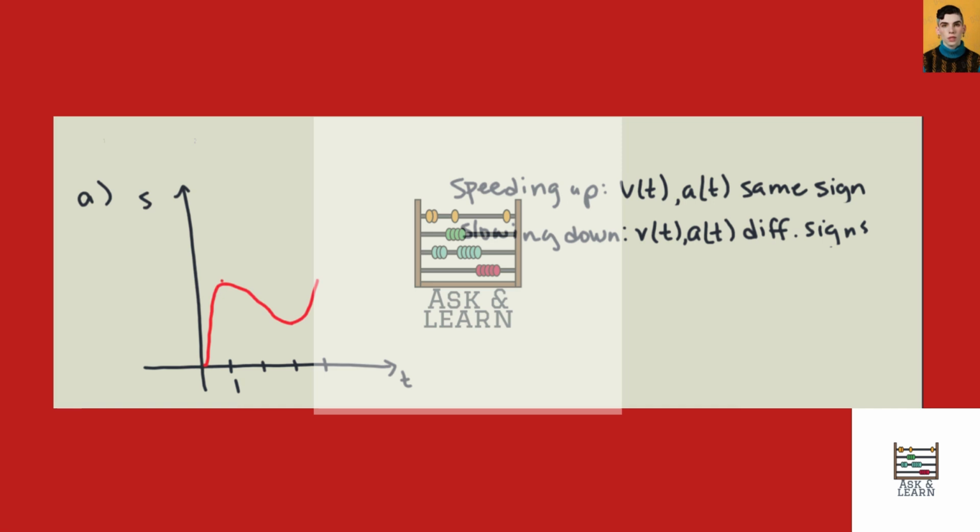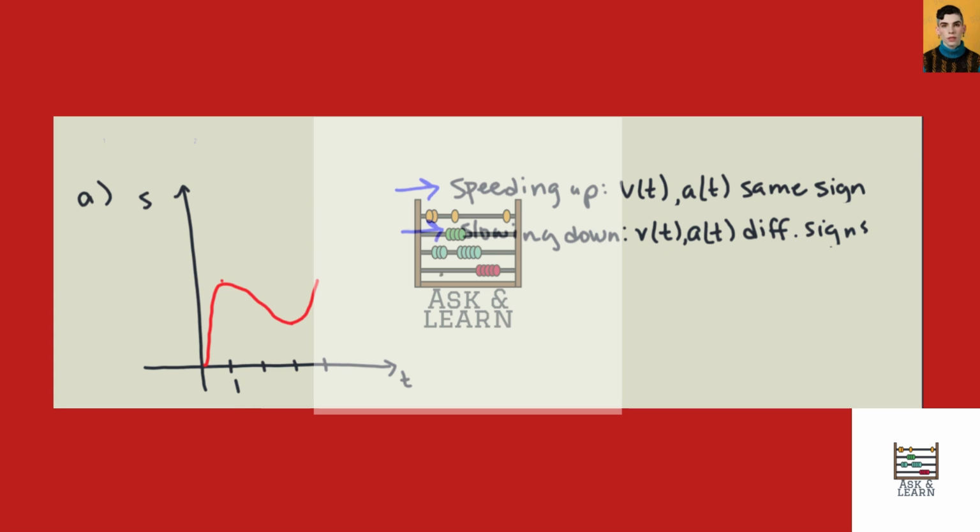Here we have the graph of a position function, and we want to know when the particle is speeding up and when it's slowing down. It'll be speeding up when the velocity and acceleration have the same sign, either both positive or both negative, and it will be slowing down when they have different signs, one positive and one negative.